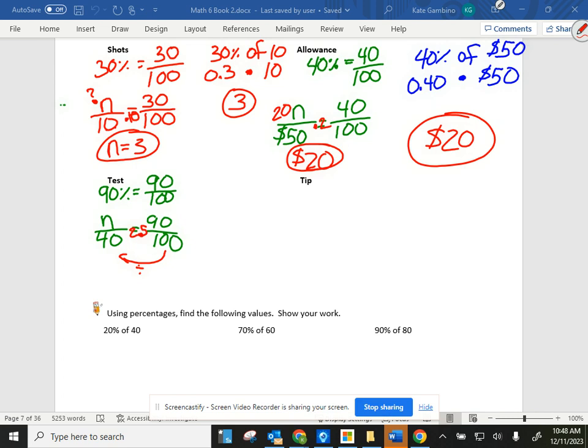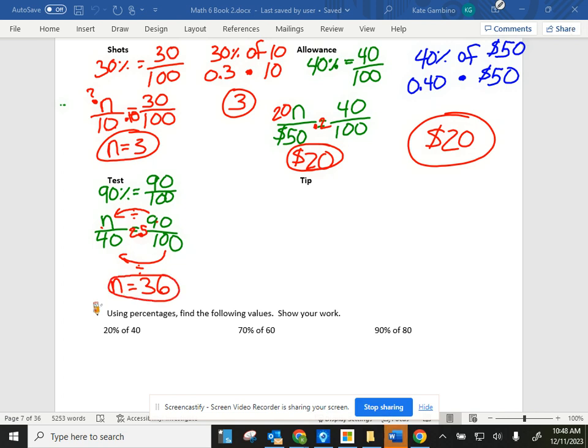Do we know what to multiply by 2.5 to get 90? That's not so easy, so we could go backwards and divide. 90 divided by 2.5 gets us what answer for N? Claire? 36. 36.